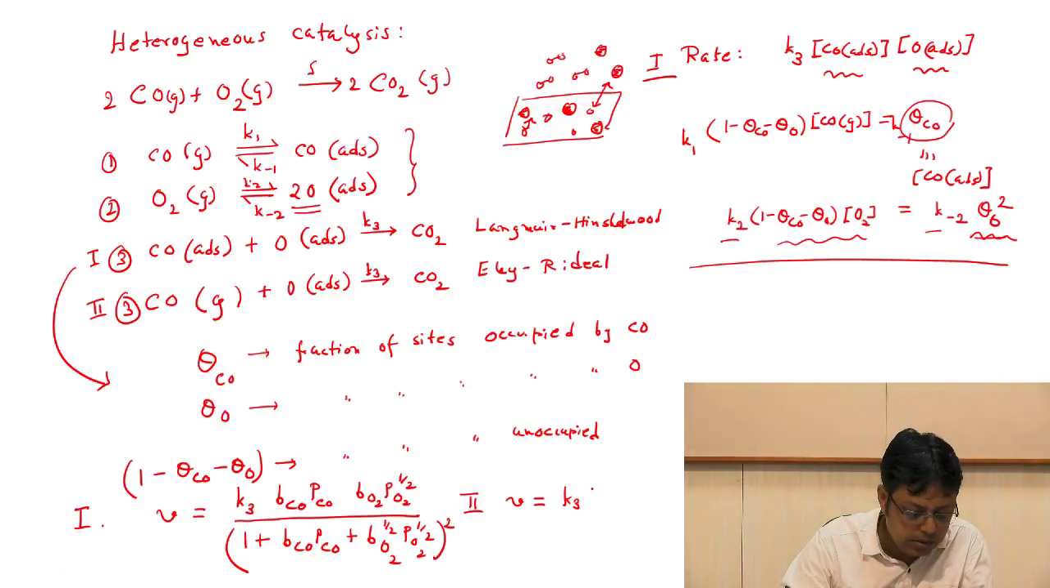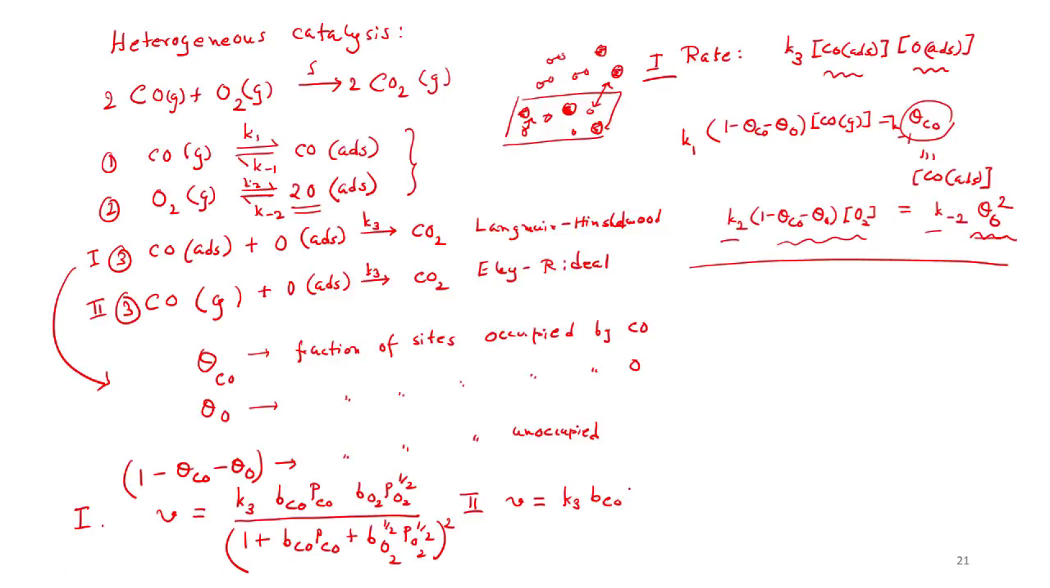Yeah, you can actually work it out, and it will be K3 into BCO and BO2, or maybe we can write the pressure term together, BCO and BO2 PO2. This will always be half, divided by 1 plus BO2 to the power half, PO2 to the power half, plus BCO and PCO. So we saw that there is a square term in the denominator.